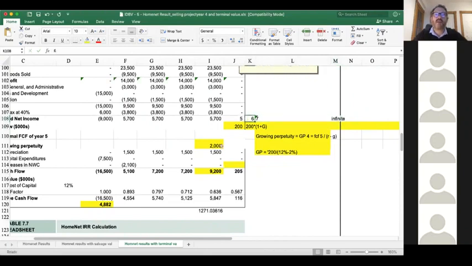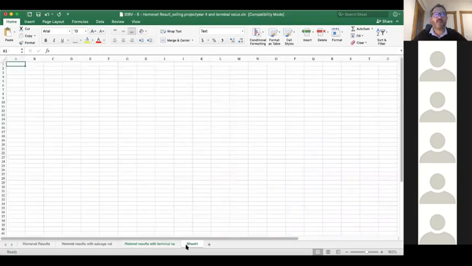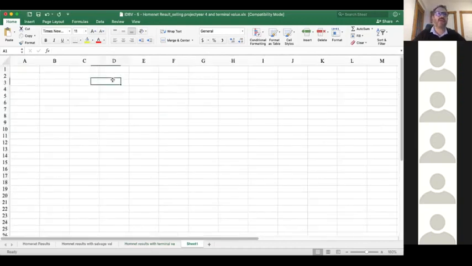So the way we do it is just to take into account the growing perpetuity. We take the cash flow of year 5, and that cash flow will grow by 1 plus g. So we do cash flow year 5 divided by r minus g, and so we calculate the growing perpetuity.